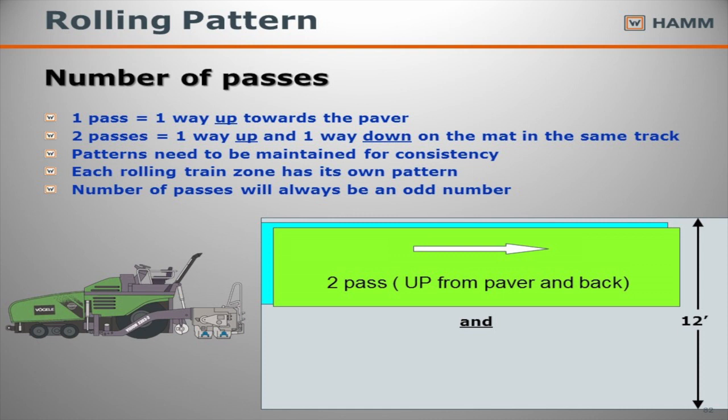Pass count's always going to be an odd number. If you count them the way I do, it's going to either be 3, 5, 7, 9. It's an odd number because the odd number is catching you back up to the paver. If you say up and back is 1 pass, it's going to be 2.5 passes, 3.5 passes, 4.5. Your half pass is catching you back up to the paver.